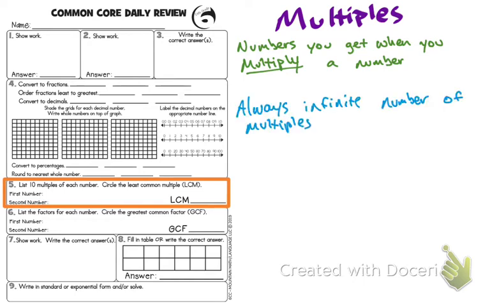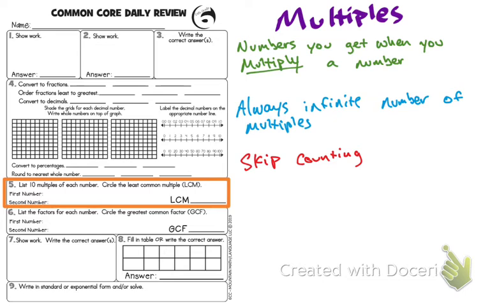You should also know that there are always an infinite number of multiples. So if I were to ask you for the multiples of 100 or the multiples of 3, both of those have an infinite number of multiples to them. And we'll see that here in just a minute when we do some examples of multiples.